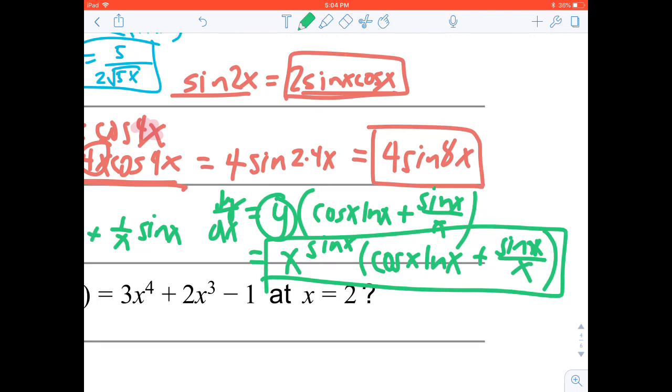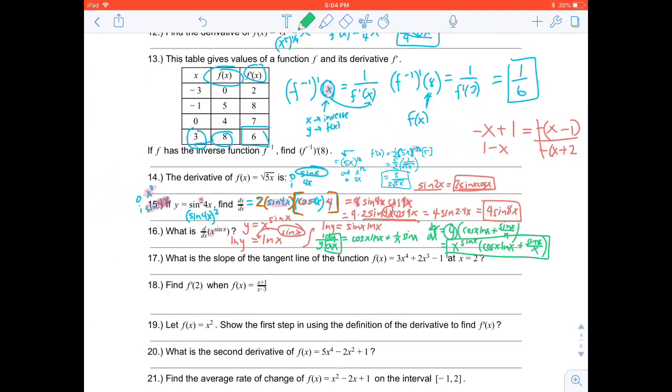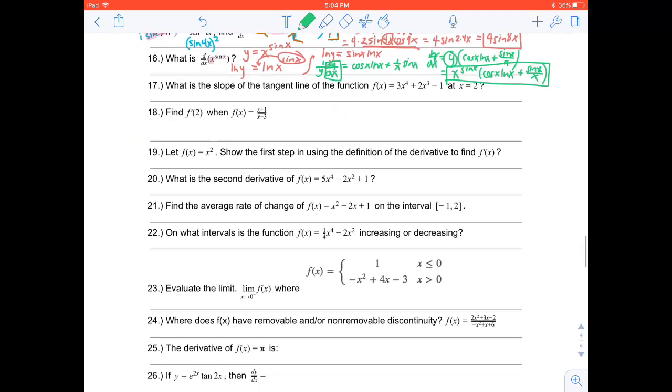Okay, let's see here. Could you go over 25 and 26? Sure. Let's scroll down here.